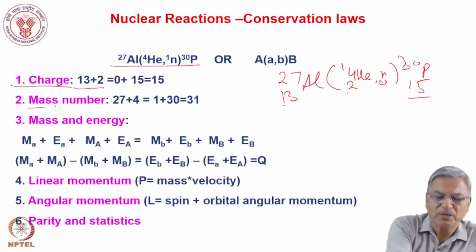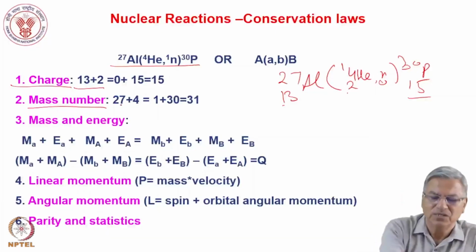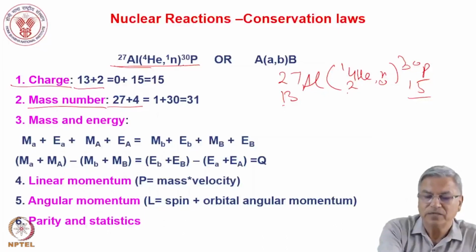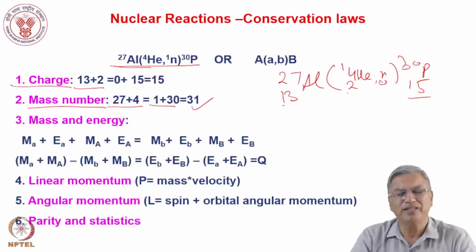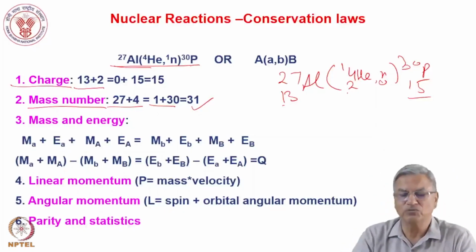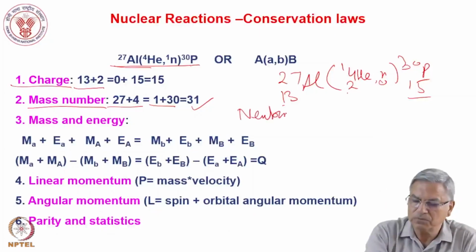Similarly, the mass number in any nuclear reaction is always conserved. You can see here 27 plus 4 is 31, and 30 plus 1 is 31. So it is always conserved. And since the atomic number and the mass number are always conserved in a nuclear reaction, the neutron number is also conserved.